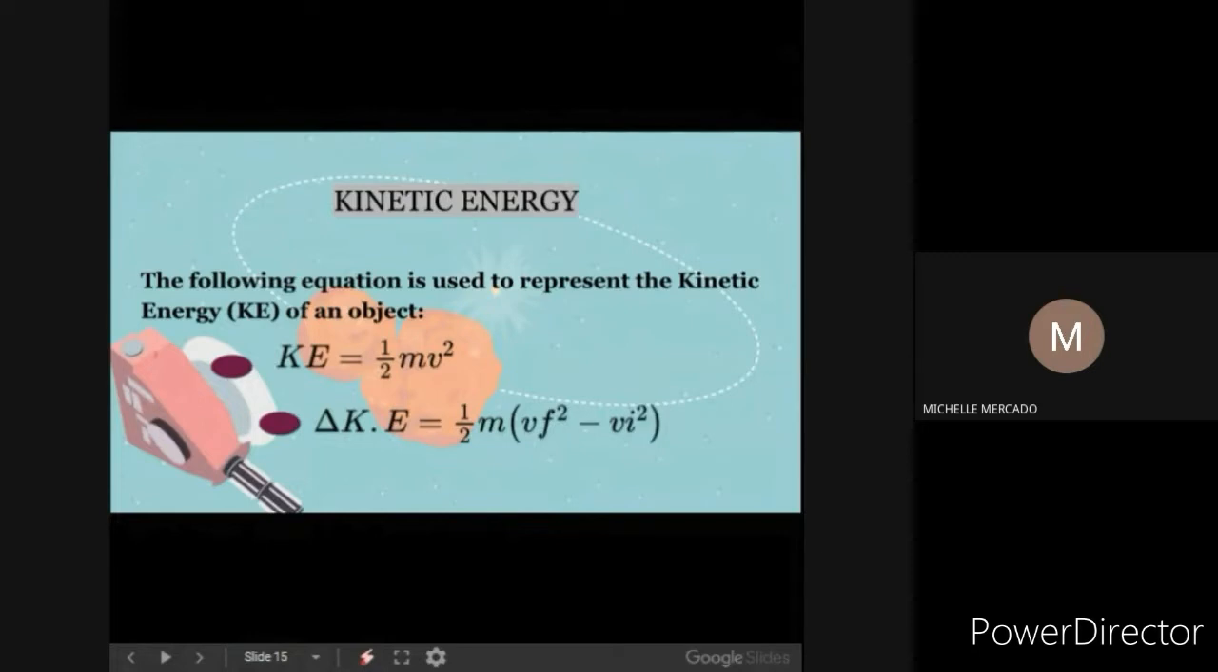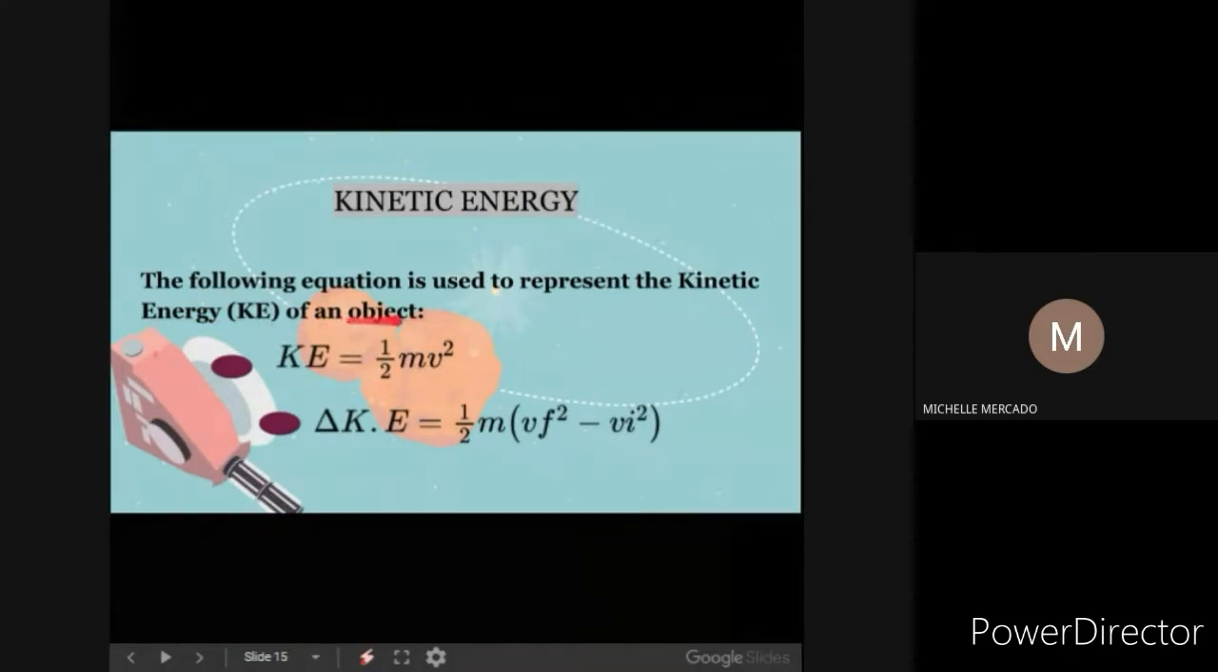Then, again, from the lesson that we discussed, kinetic energy is divided into three types. The first one is the vibrational kinetic energy. The second one is the rotational kinetic energy. And the last one is the translational kinetic energy. So the following equation is used to represent the kinetic energy of an object.